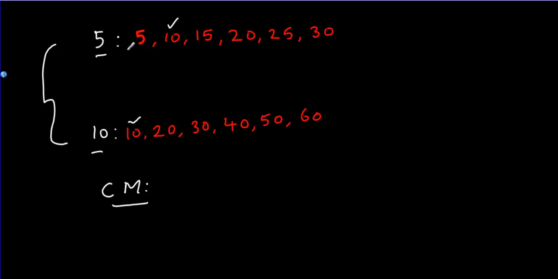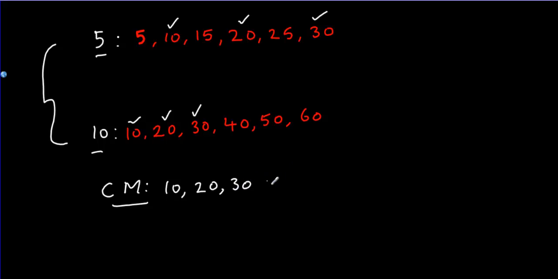We have a 15 in 5. We don't have a 15 in 10. So no. We have a 20 in 5. We have a 20 in 10. Yes. We have a 25 in 5. We don't have a 25 in 10. So nope. We have a 30 in 5, and also we have a 30 in 10. So yes. So we have three common multiples, which are 10, 20, and 30.